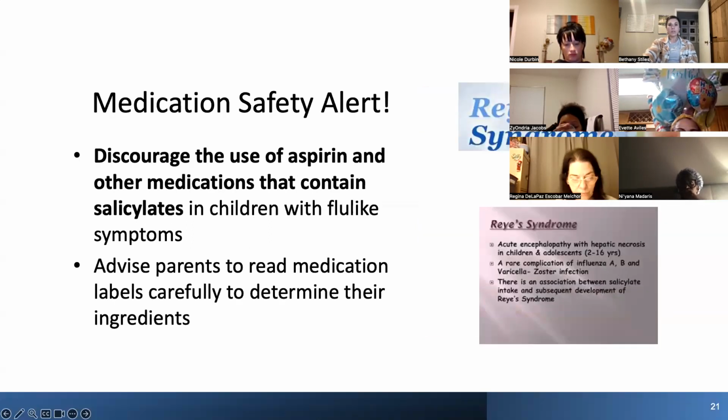The other thing that we need to be on the lookout for is Reye's syndrome. This is a non-inflammatory encephalopathy and hepatopathy that follows a viral infection in children. It typically occurs when we use aspirin or medications that contain salicylates in kids with flu-like symptoms. So we want to make sure that our parents are reading their medication labels carefully and not giving aspirin when their kids have flu-like symptoms.